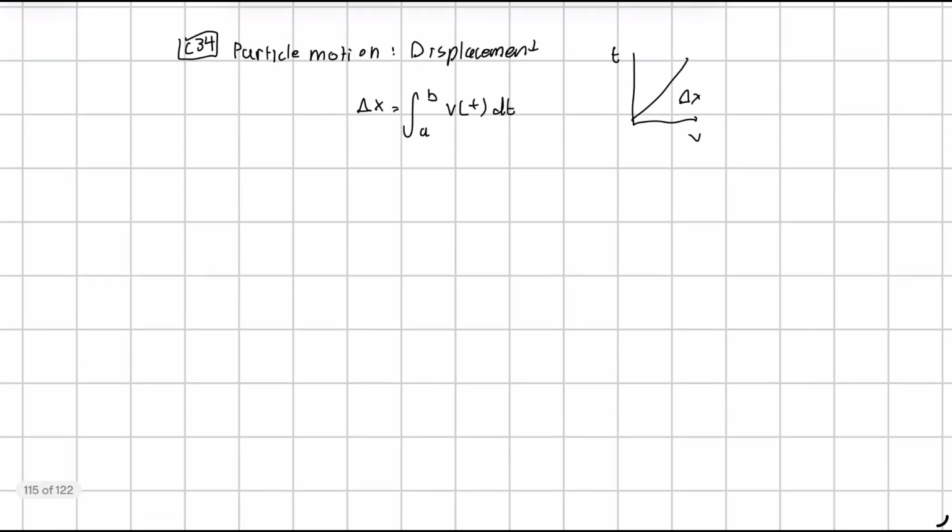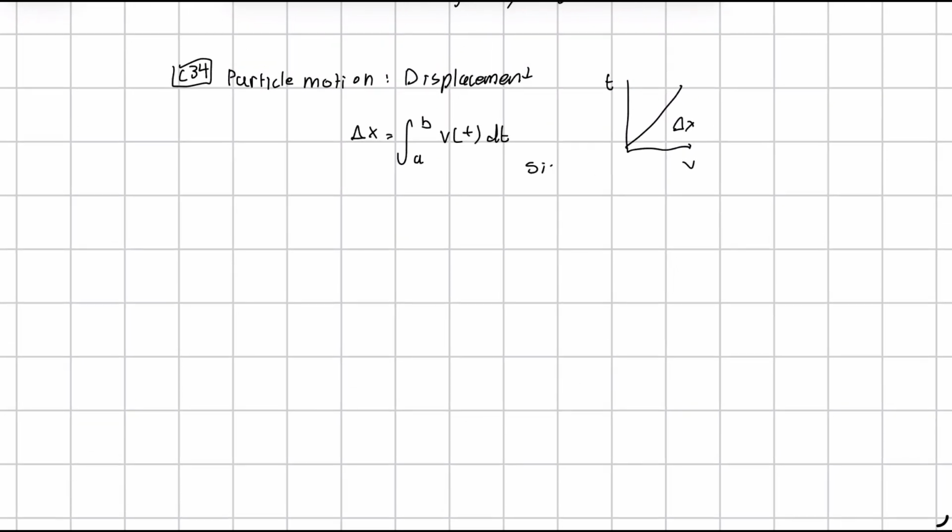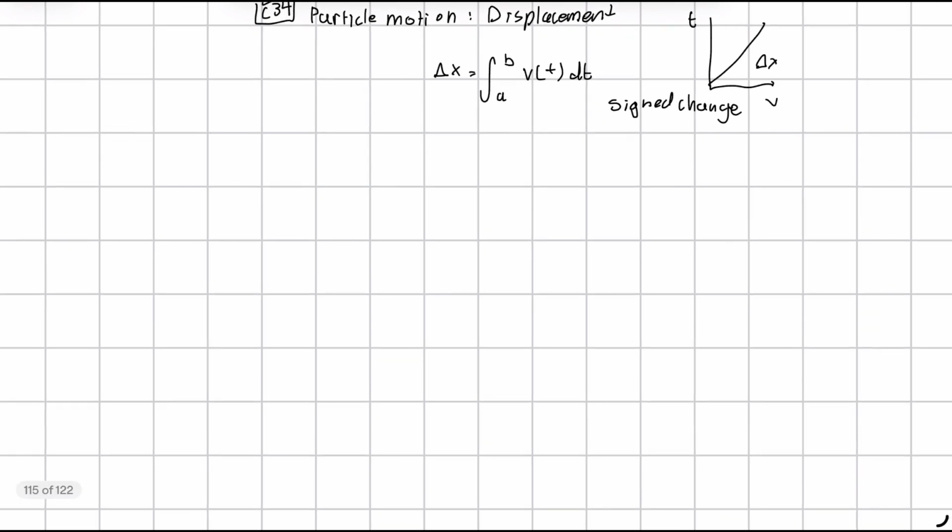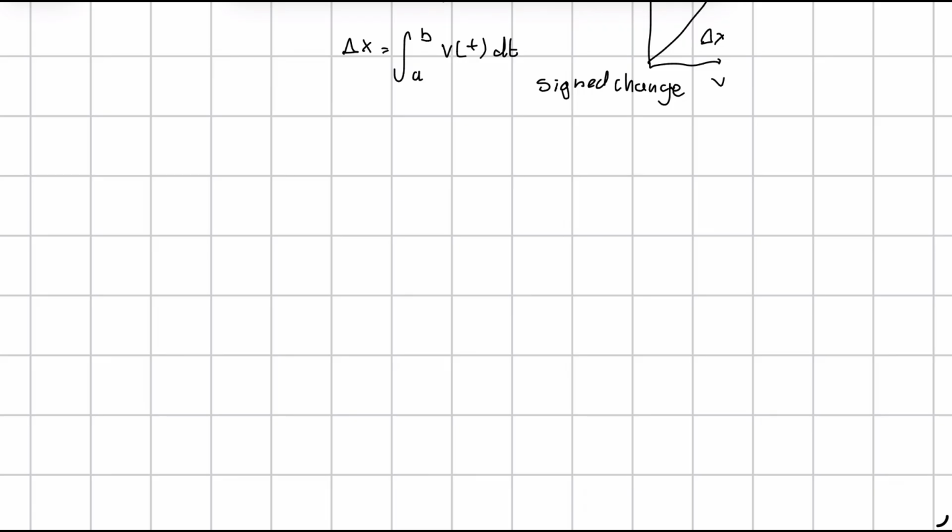We know displacement is going to be a signed change because we don't see an absolute value sign in the equation. So we're going to integrate velocity, we're going to keep the signs, and then the result is going to be the final position minus the initial position.